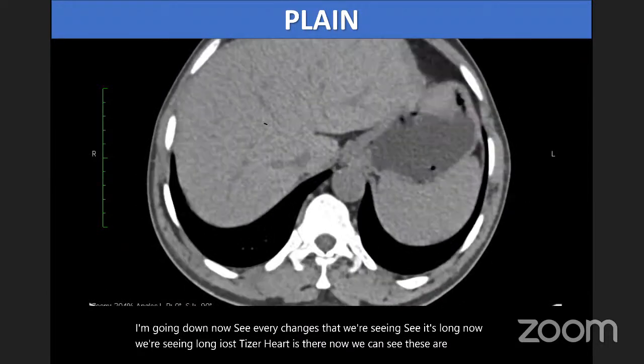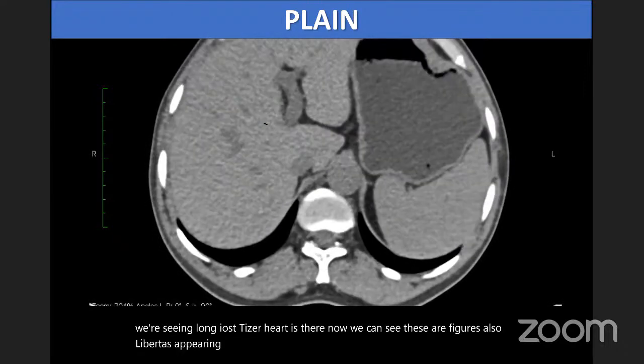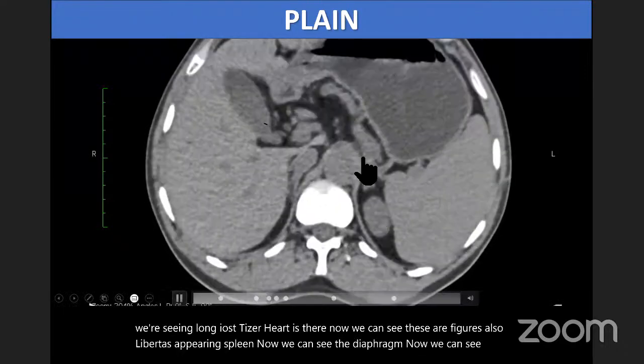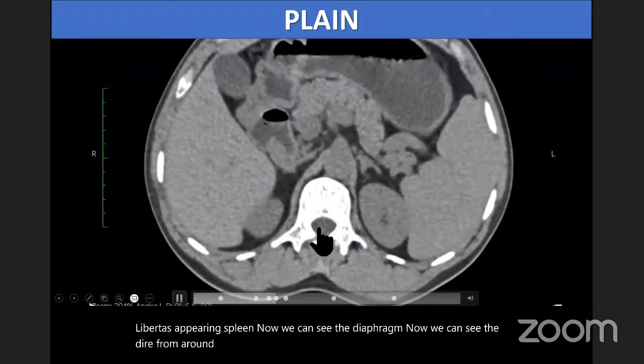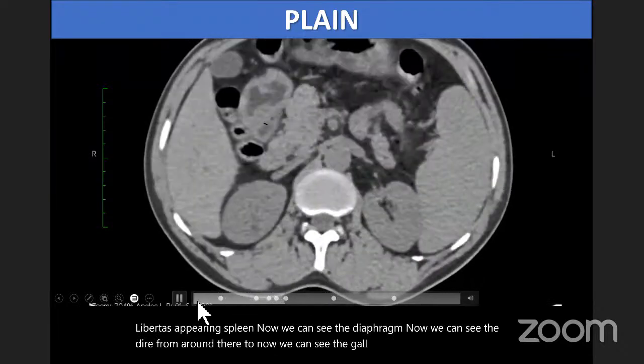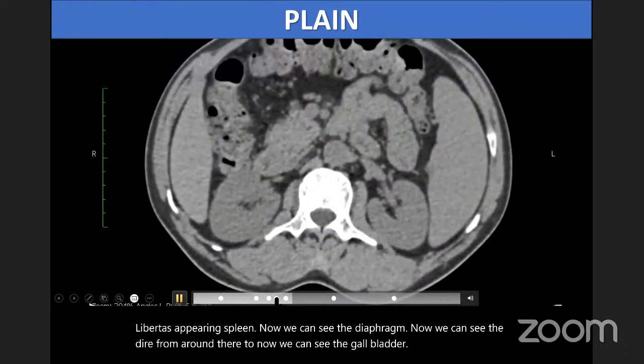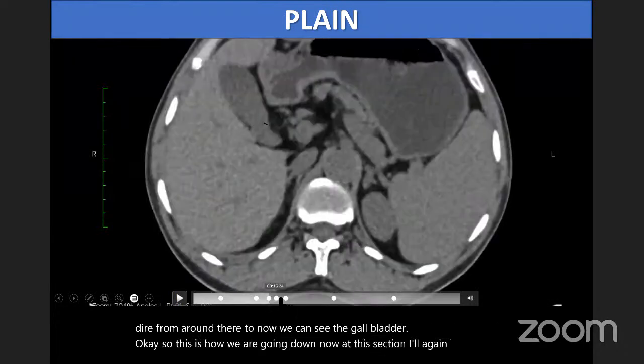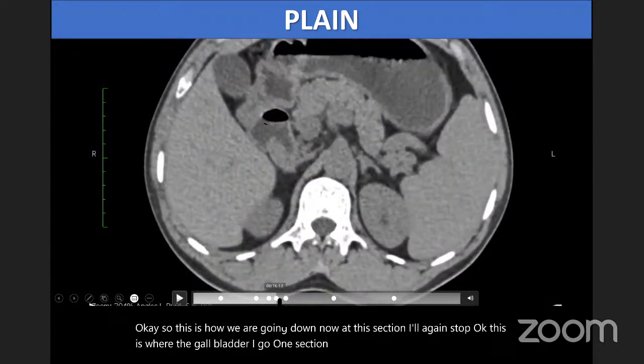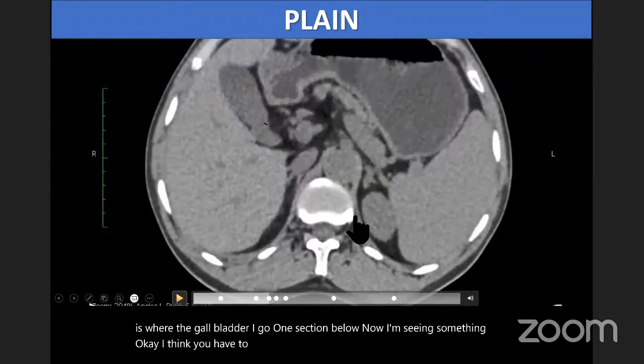The liver is appearing, the spleen. Now we can see the diaphragm around the aorta. Now we can see the gallbladder. So this is how we are going down. Now at this section, I'll again stop. This is where the gallbladder is, I go one section below. Now I'm seeing something. I think you have to see the cine. Now just observe this area.